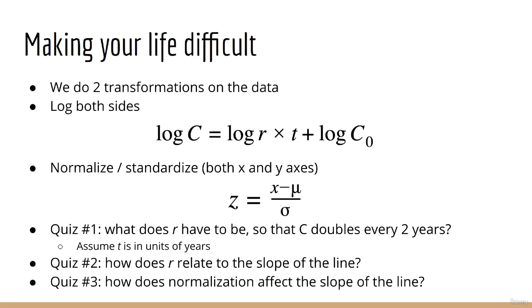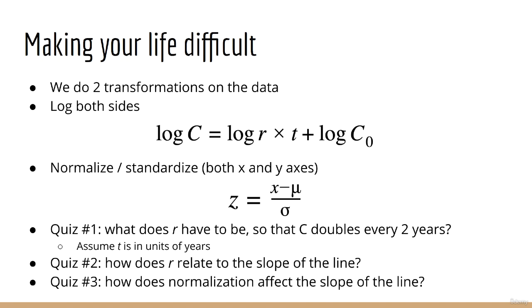The real question is, why do I mention this as a caveat? Here's the problem. We're doing 2 transformations on our data. This is going to make it more difficult to prove that transistor counts double every 2 years. So here's a quiz question for you. Given that the equation for exponential growth is c equals c naught times r to the power t, what does r have to be in order for the transistor count to double every 2 years if t is in units of years? I would strongly recommend you try to figure this out for yourself before we move on to the next lecture.